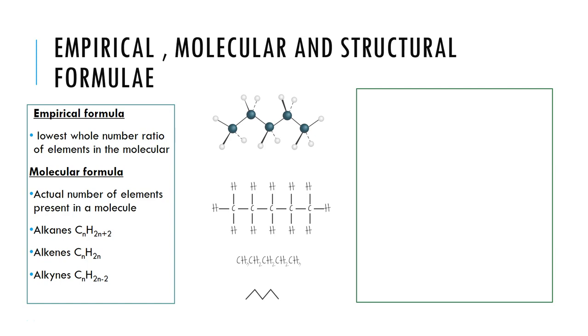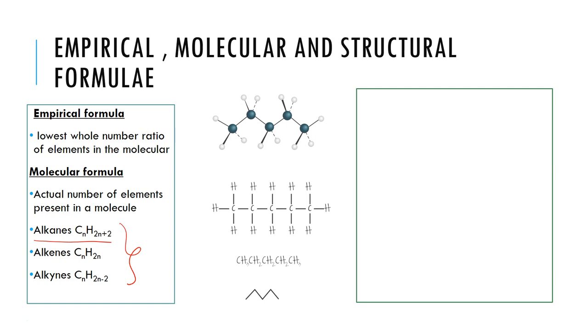The molecular formula for each of our hydrocarbons and the families that we will look at are given by these general formulas here. Okay, alkanes is the one that we've just looked at, CnH2n+2. Alkenes is CnH2n, and alkynes is CnH2n-2.